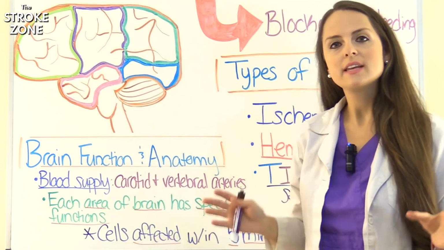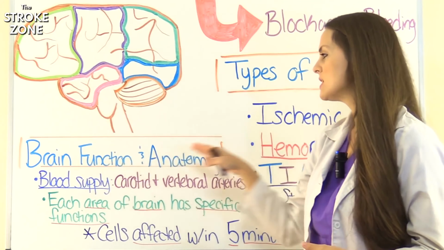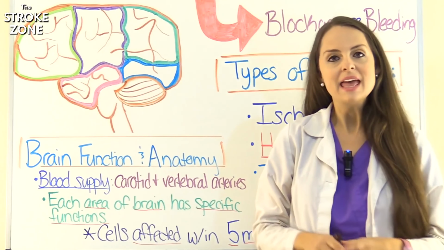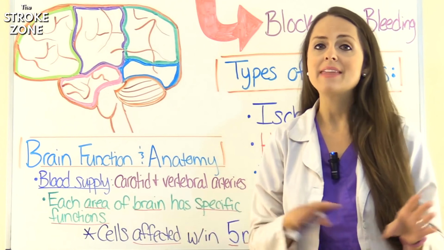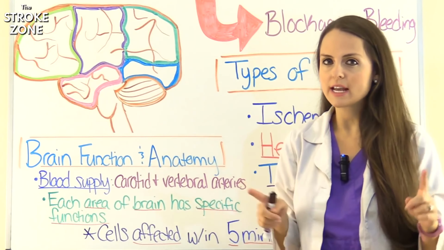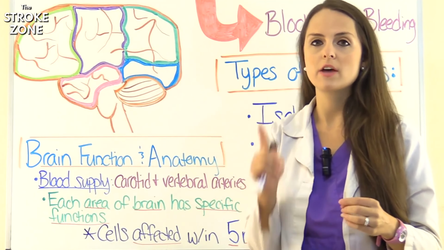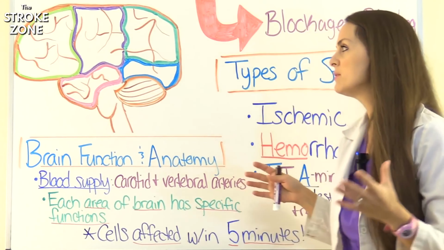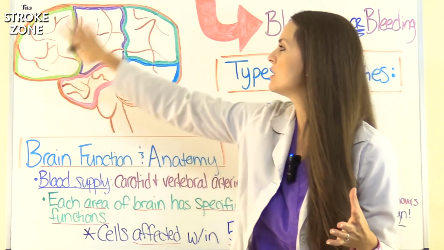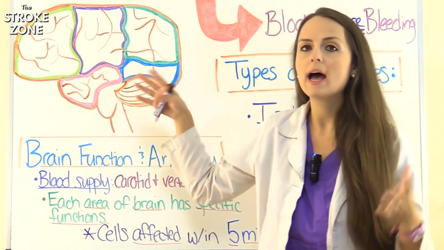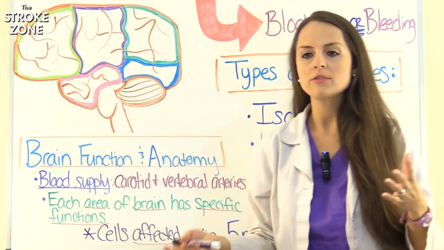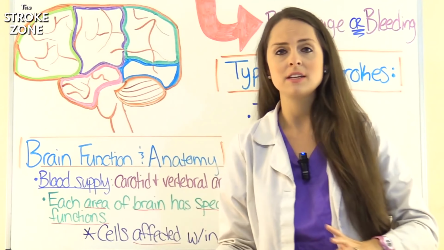Now let's switch gears and let's talk about the brain function and anatomy. This part of the lecture is really going to lay that framework for helping us understand those signs and symptoms and nursing interventions that we do for a patient with a stroke. And what I want to be doing is I'm going to be talking about the function of each lobe or each area of the brain, along with the right hemisphere versus the left hemisphere.